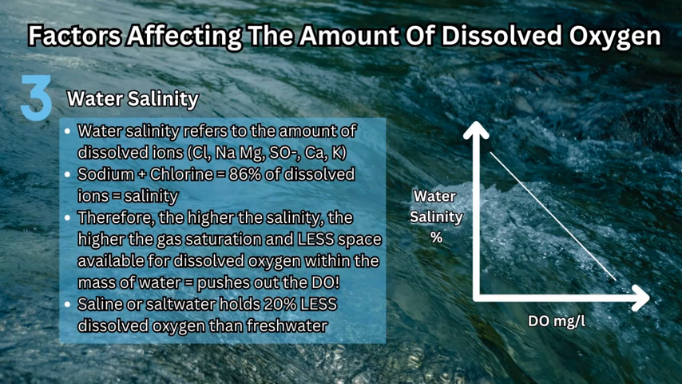So if you have a higher salinity body of water, it would hold significantly less amount of dissolved oxygen because there's not enough space for that dissolved oxygen to take up because it's been taken up by the dissolved ions. So less space overall. So salt water actually holds up to 20% less dissolved oxygen than fresh water. So the relationship is higher salinity, the less dissolved oxygen you'll find in that body of water.